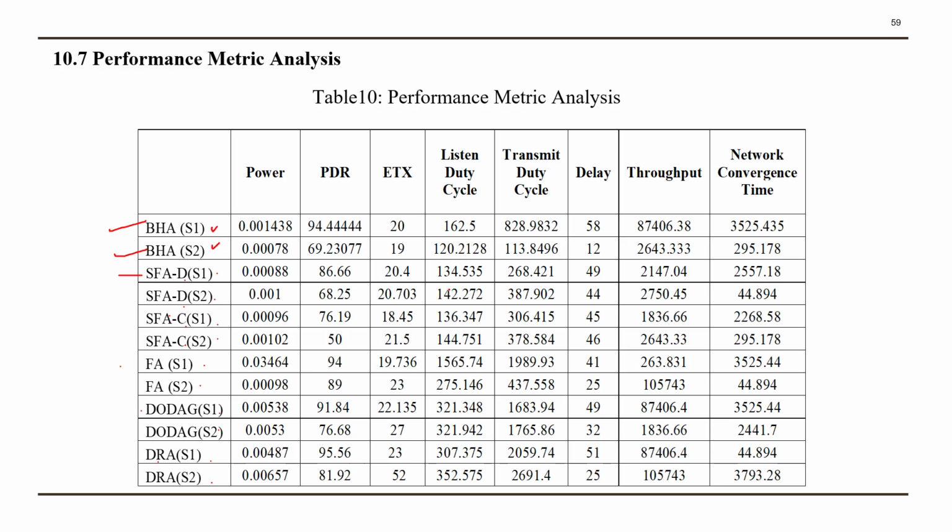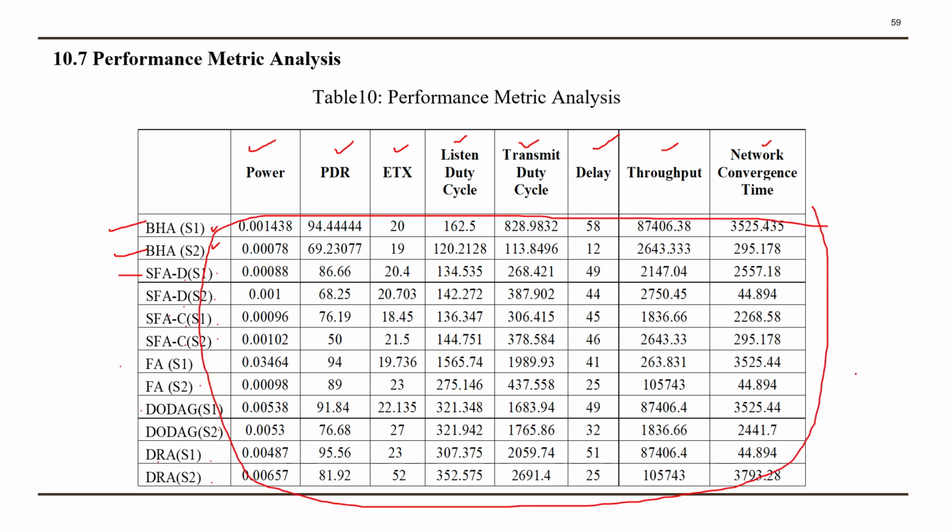So for all these attacks, we are taking the power, the PDR (packet delivery ratio), ETX (exchange transmission), listen duty cycle, transmit duty cycle, delay, throughput, and network convergence time. So we bring everything into a single table for doing the analysis. Now we'll go one by one.